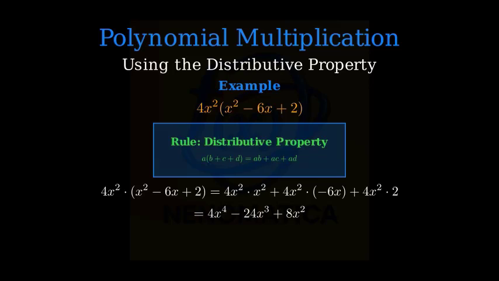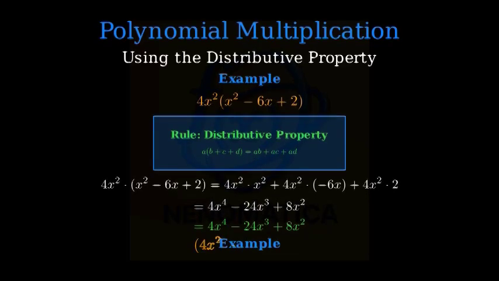Next, 4x squared times negative 6x equals negative 24x cubed. Finally, 4x squared times positive 2 equals positive 8x squared. So our final answer is 4x to the fourth power minus 24x cubed plus 8x squared. This matches the solution shown in our example. The distributive property allows us to multiply each term in the first expression by each term in the second expression. Let's move on to our second example.